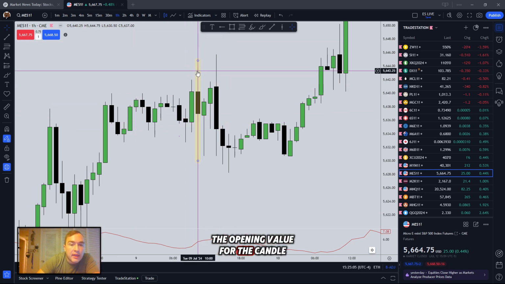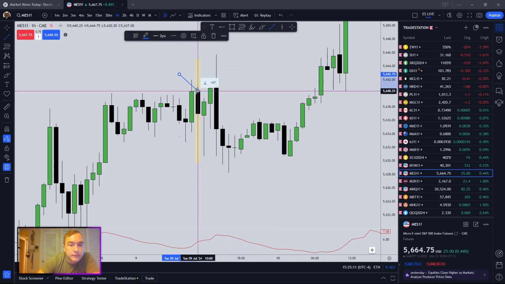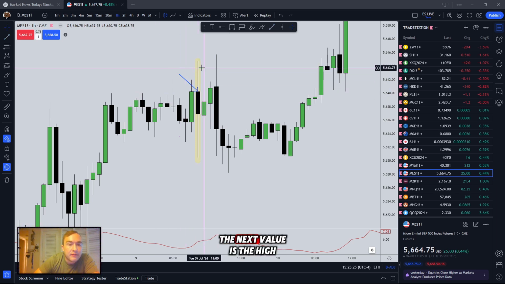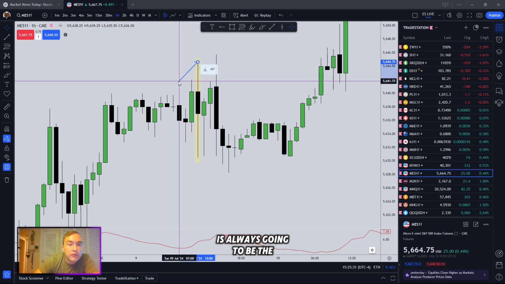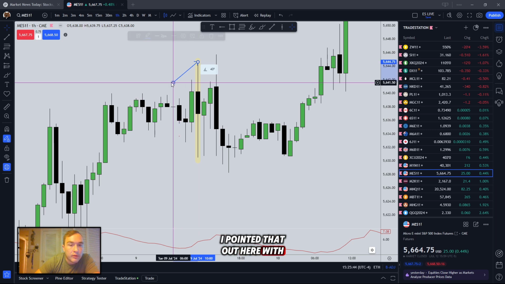So the opening value for the candle in question is 5,640.25. Okay, so if I hover my cursor over the top notch of the square, look at the right side of the screen, or the y-axis. Do you see how it says 5,640.25? Notice that's exactly where I have my arrow. Okay, the next value is the high value. The high value for both green candles and black candles is always going to be the very top, tippity top of the candle. So notice here that the top value of that candle was 5,644.75. Okay, and I've pointed that out here with my arrow tool.